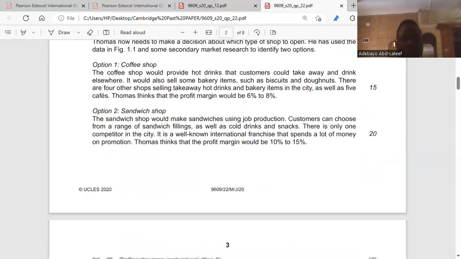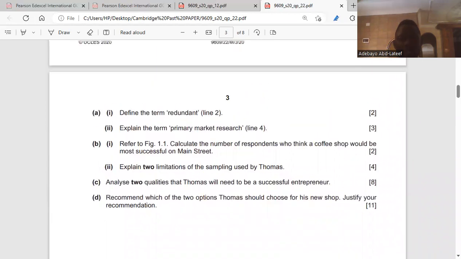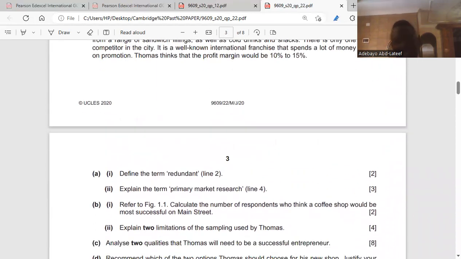Okay. We go for C. Explain 2 limitations of the sampling used by Thomas. The first thing is that it's only 160 shoppers. So how can you use 160 shoppers to take a decision about almost a whole market? It's difficult. That's a problem. 160 shoppers might not be enough to make a decision. That's the first one.